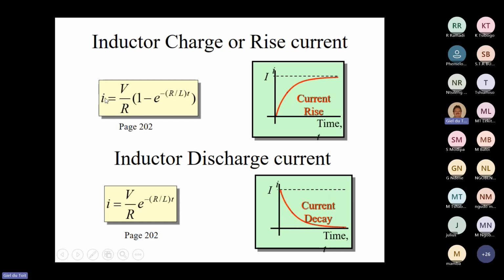So the instantaneous current at any point on the graph, say this point here, halfway, is the final voltage over the resistance times 1 minus e to the minus, well, this is tau, 1 over tau is R over L, but basically it's minus t over tau.